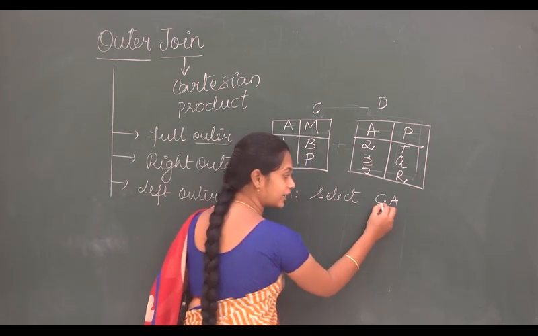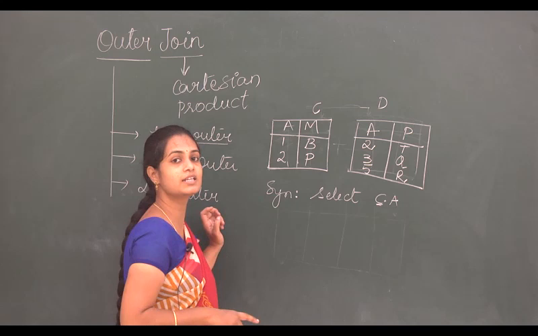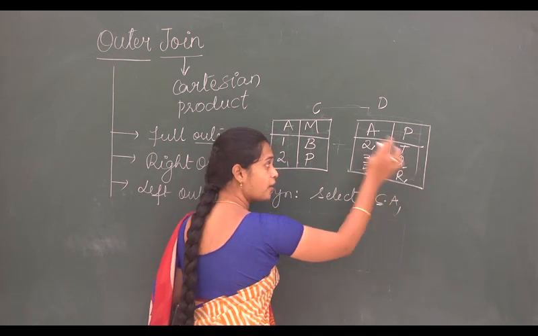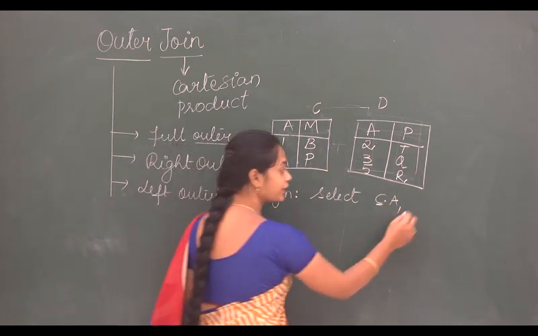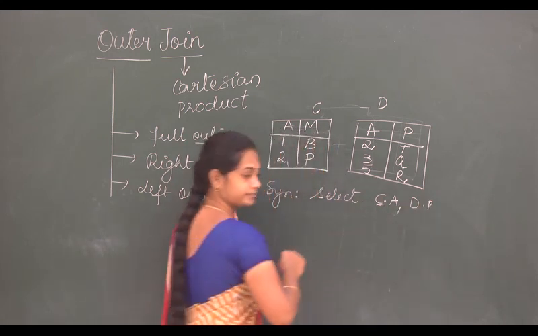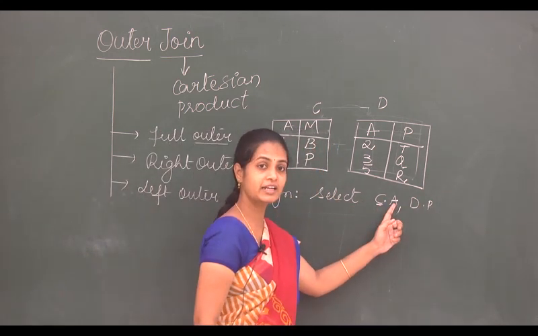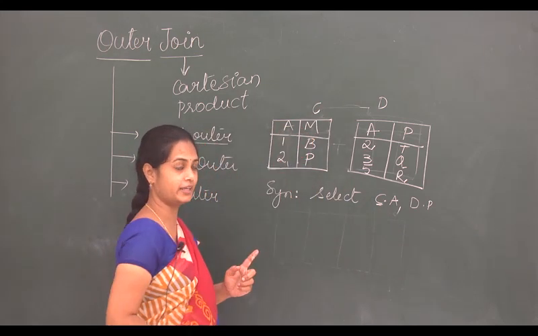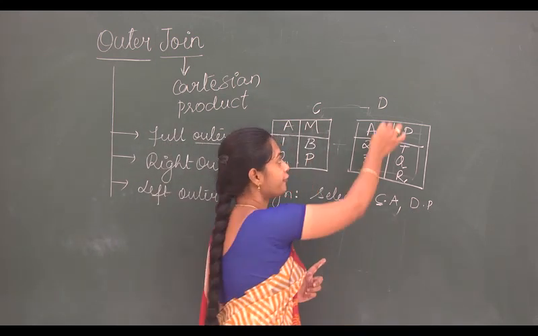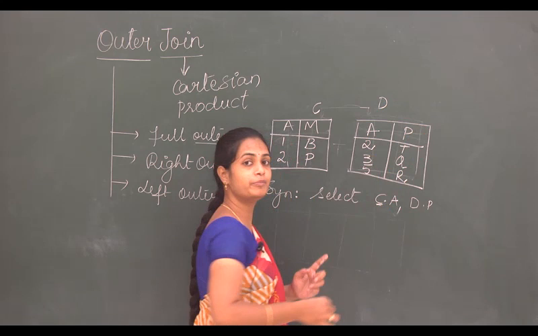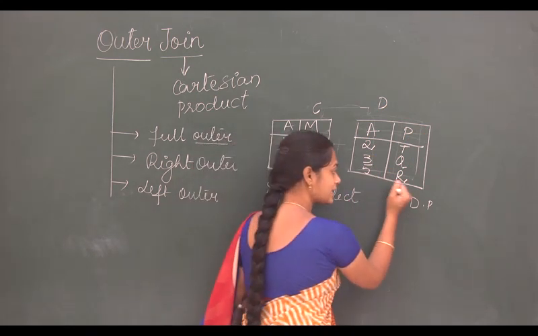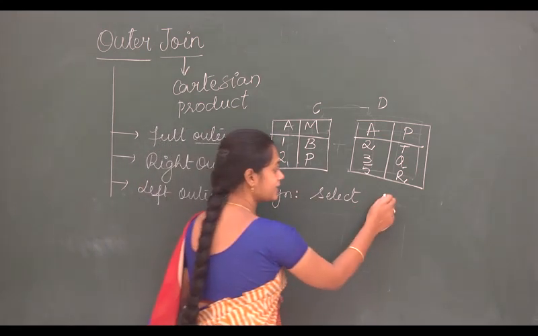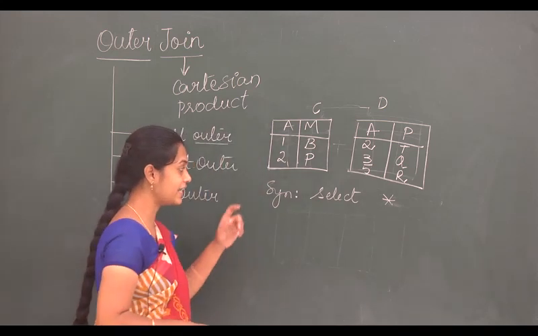You need to define the table name, and in the table name what is the attribute you want? C dot A, comma. If you want the attribute from the other table, then how do you write? D dot P. C dot A is nothing but it will retrieve attribute A from the C table. And D dot P is nothing but this attribute I will retrieve from the D table. Because I am using full outer join, where I want all the details, I will write select star.